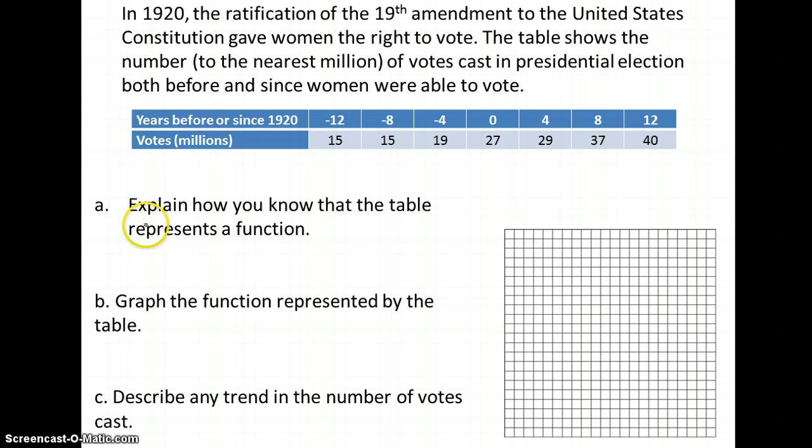Part A. Explain how you know that the table represents a function. Well, remember, in order for values to represent a function, all of the x values, or input values, have to be distinct. That means x cannot repeat for any of your values. If you were to, for example, have a negative 4 here, this would no longer be a function because you can't have two different output values for the same number.